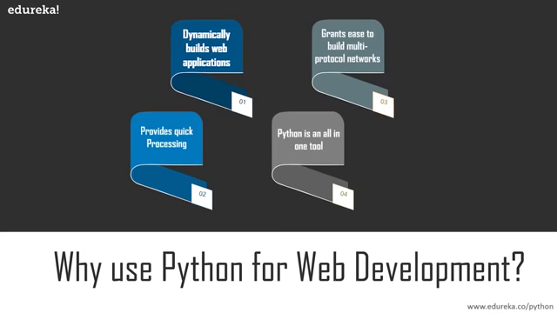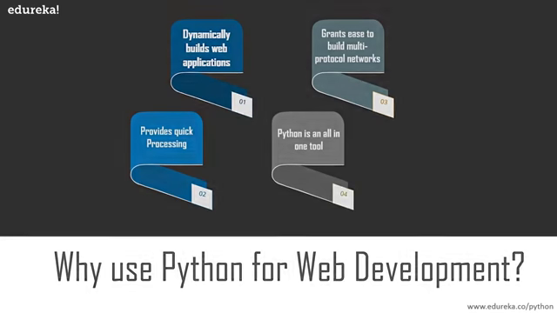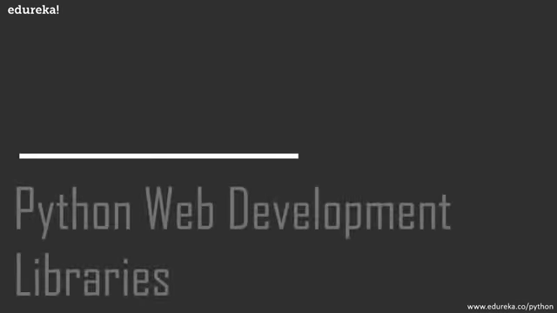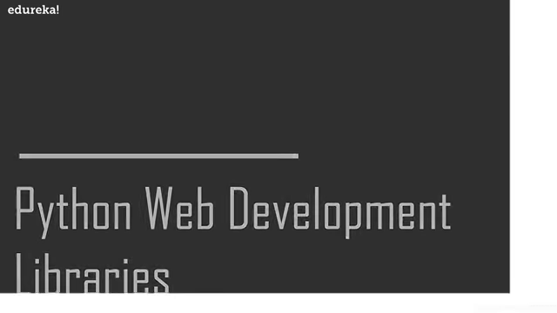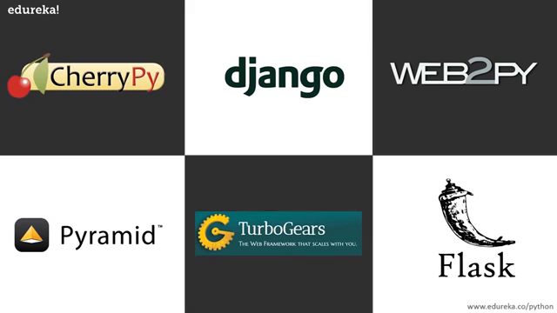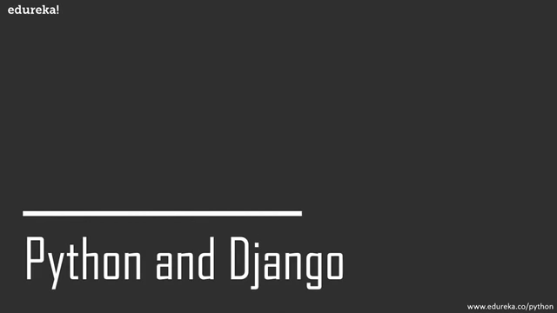Now that I've explained the features of Python, let's take a walk through some of the libraries that Python provides for web development. Guys, Python provides a number of libraries for web development. Some of the important ones are CherryPy, Django, Web2Py, Pyramid, TurboGears, and Flask. Among these, in today's session, I'll be using the Django framework.